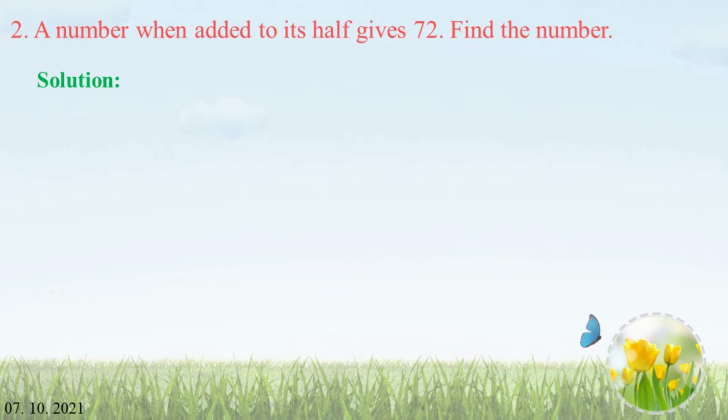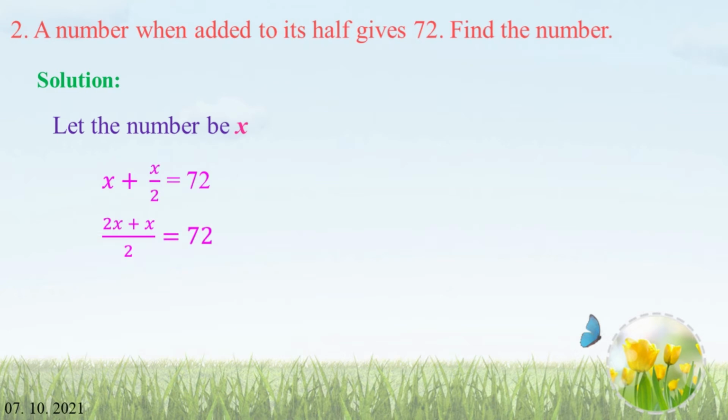So, first you should take an unknown variable. Let x be the unknown quantity. Now we can set up the linear equation. According to the question, a number when added to its half gives 72. So a number is x, added, put plus symbol, half gives x by 2. x plus x by 2 equal 72. Now taking LCM, 2x plus x divided by 2 equal 72.